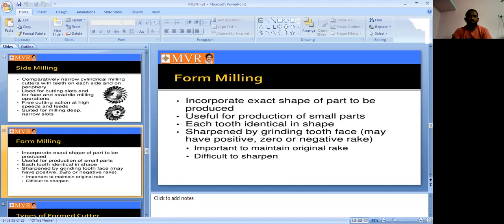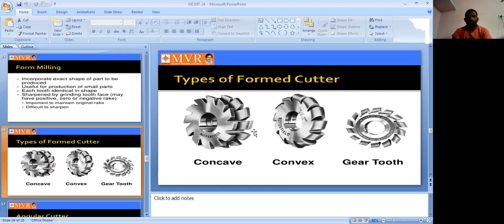Okay, so next is types of formed cutters. See here, form milling. In form milling cutters, we can see different types of cutters. The first one is concave, then convex, then gear tooth cutters. These are the types of form cutters. In form milling cutters, the first one is the concave shape.